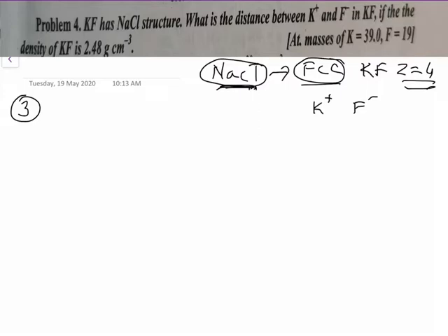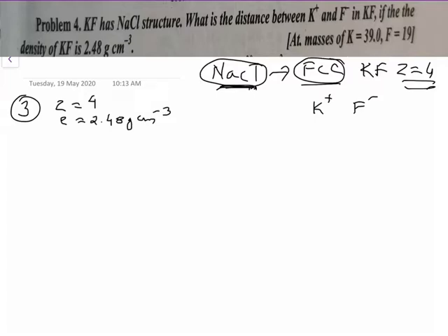Now let me write down things which are given to us. Indirectly you are given Z. Since it is written KF has NaCl structure, and NaCl structure is FCC, Z value is 4. Next they have given density. So density is given as 2.48 gram per centimeter cube.